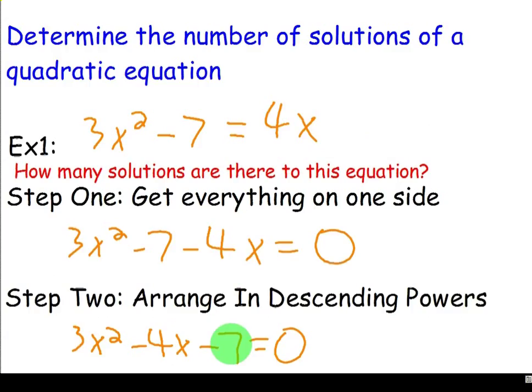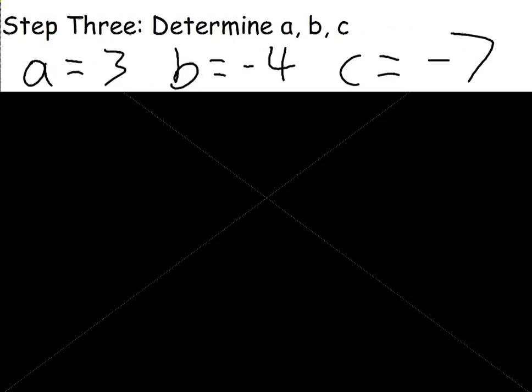And now you can see what a, b, and c is based on, if you know how to do the x method. Here's your a, 3. Your b is negative 4. Your c is negative 7, same as the x method. So next you're going to write out a, b, and c for step 3. Again, a is going to be 3, b is negative 4, c is negative 7. It's going to look like that.